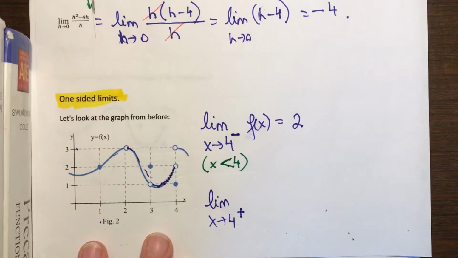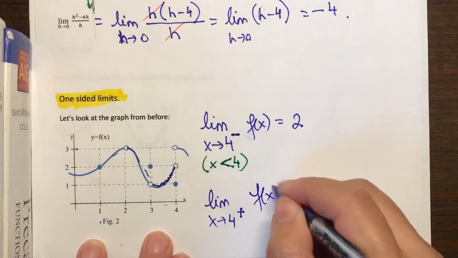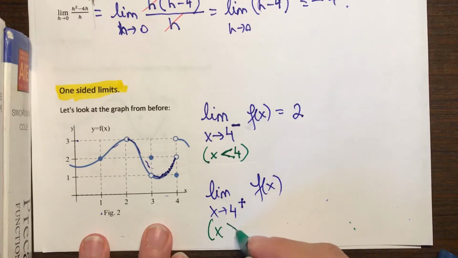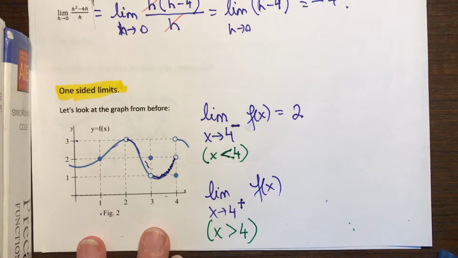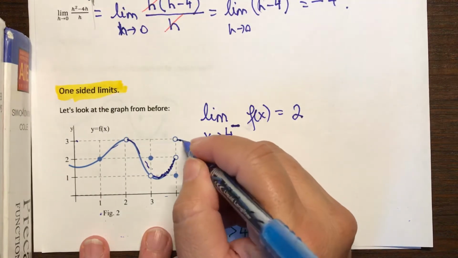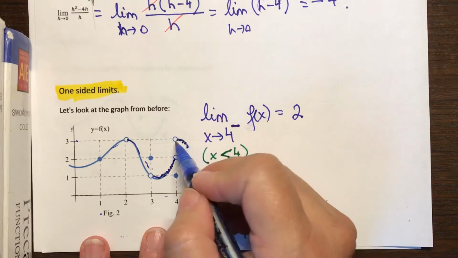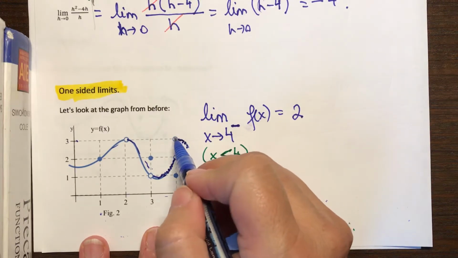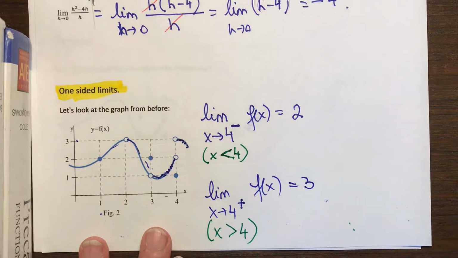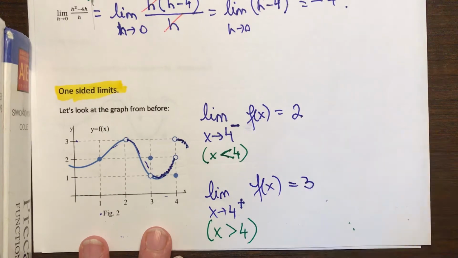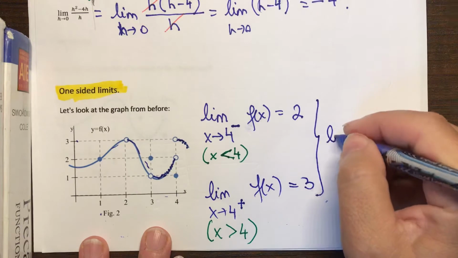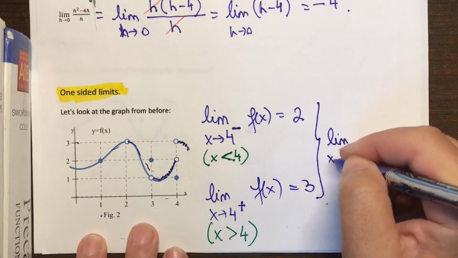What's the limit as x approaches 4 from the right? So we put a little plus sign there. The little plus sign simply means the x's are greater than 4. So if I'm coming in with values greater than 4, closer and closer, what's the y value that they are approaching? That would be a 3. So the left-hand limit is one thing, the right-hand limit is another. When they are not the same, definitely we cannot commit to one value.